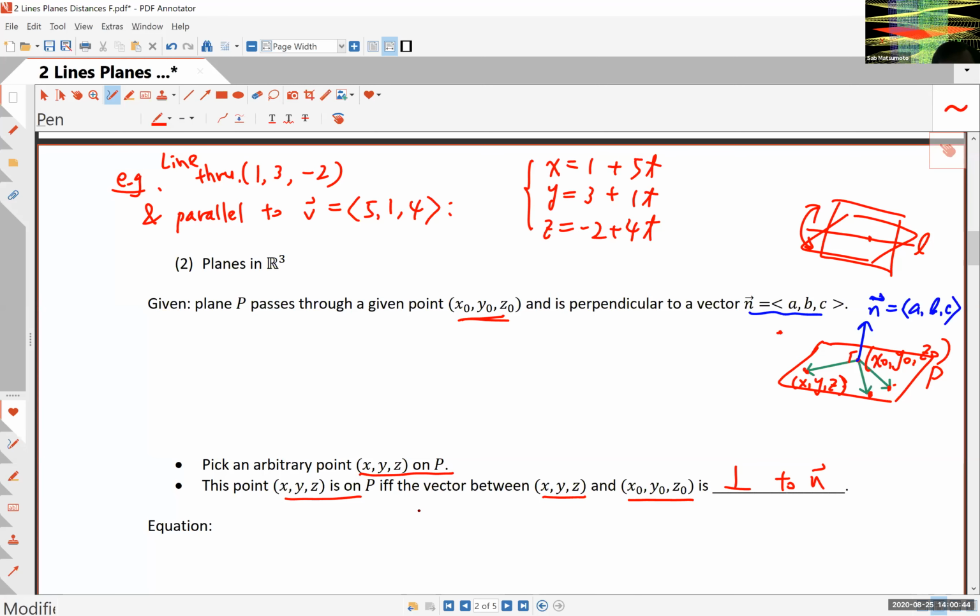First, the vector from x naught, y naught, z naught to x, y, z. That's x minus x naught, comma, y minus y naught, comma, z minus z naught. That's the vector, any of the vectors you see in green. That is perpendicular to A, B, C. Okay, this is what I'd like to say. And by the way, this is a complete English sentence, so I can even put a period here, because that part here is a verb.